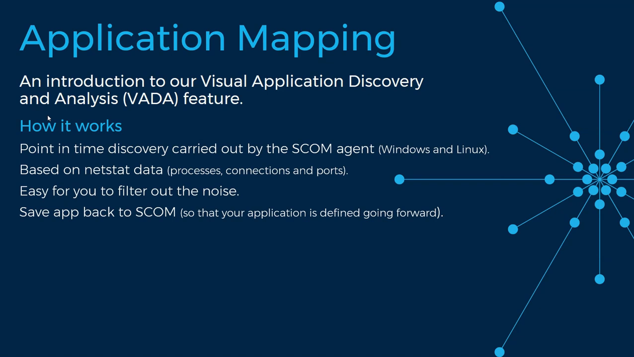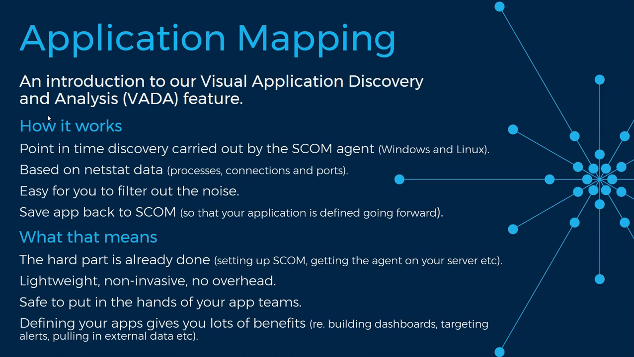What's also important about that discovery and mapping process is we've made it very easy for you to filter out what I call the noise. Netstat is by its nature quite noisy. You're likely to have an awful lot of processes running on your servers that aren't part of your application definition. To turn that raw netstat data into something you can actually use to map your applications, it's important that you're able to filter that out, and I'll show you how we've done that for you. And then the last part is being able to save that application back to SCOM, so that you're not just discovering and mapping the application, you're saving it, so you've got a definition of that going forward.